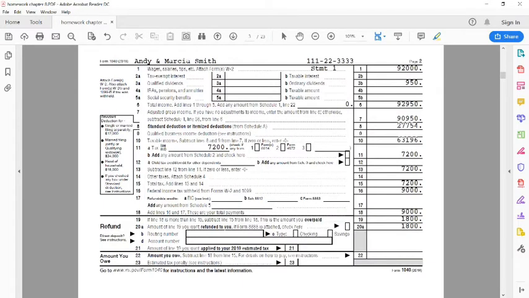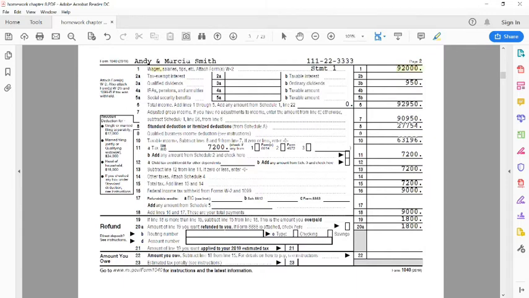So we're going to start with wages. These are the W-2 amounts, and yes, if you looked at the problem on page 826, it says that Andy makes $50,000 and that Marcia makes $42,000. So that's where we came up with the $92,000. Again, hopefully, as you're watching this video, you can see me highlight.